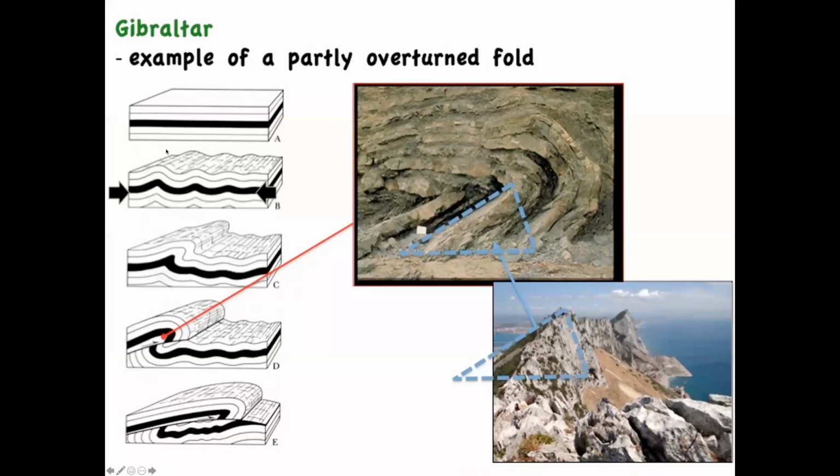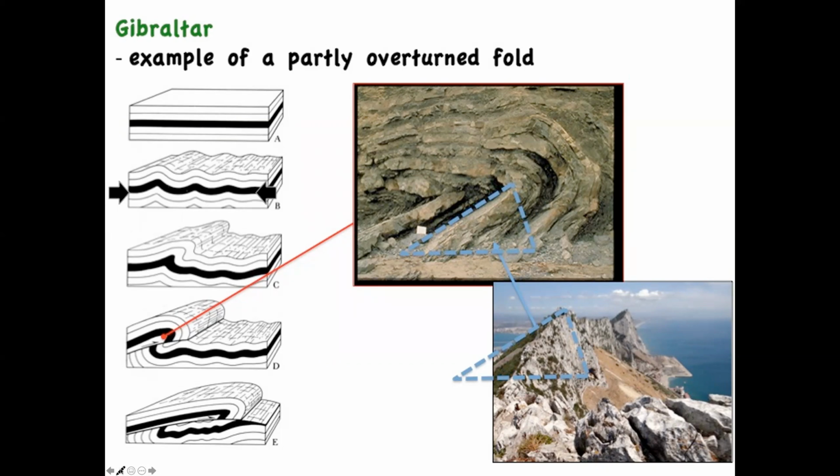We go to Gibraltar, we can take another look at a partly overturned fold. Again, starting off with horizontal layers, compression. We start folding the rocks. In this case, we're adding a thrust fault, which is cutting through the rocks and creating drag, and we're seeing the folds overturn. And this is the example we're seeing here. We're seeing this overturned structure. So up here, beds are right side up.